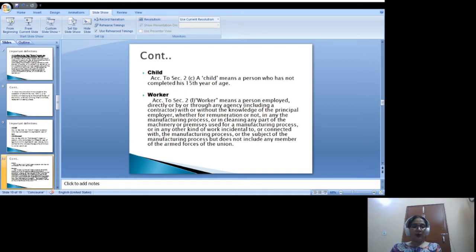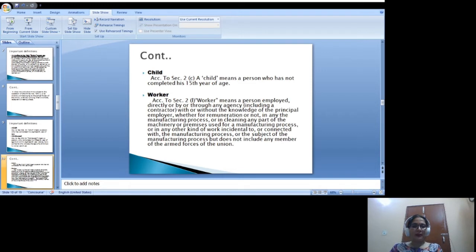Now, coming to the explanation, worker means any person who is employed in the factory, either directly by the principal, the occupier or the manager of the factory, or through any agency, with or without the knowledge of the principal employer. If you give a contract to a worker and he gives his contract to another worker, that means he is employing workers without the knowledge of the principal. In that case also, if that worker is working in that organization, he will be called a worker of that particular manufacturing unit.